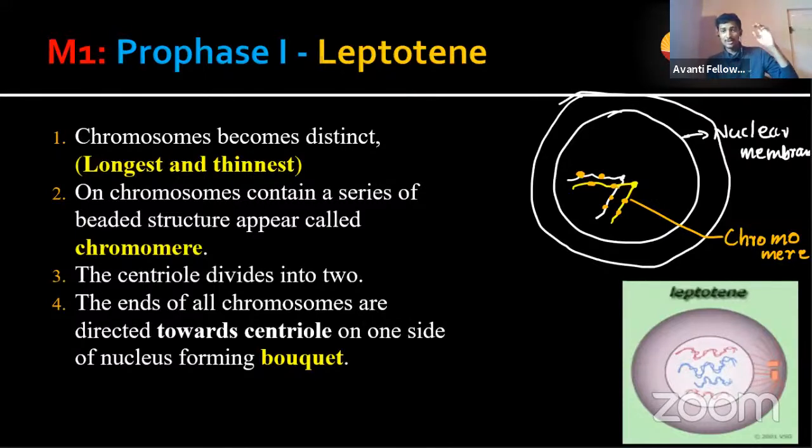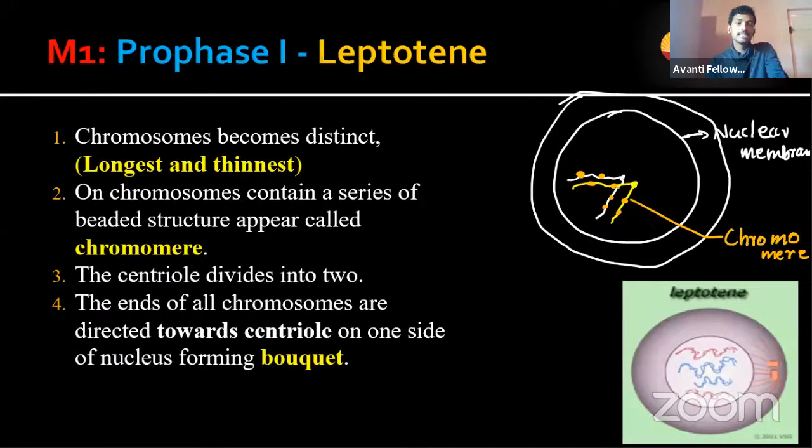Remember, when you are talking about these kinds of things, there are several things that still need exploration. Someone who wants to go into the scientific field as a researcher can take up these things and work on all this. Exactly. So these are called the chromomeres.